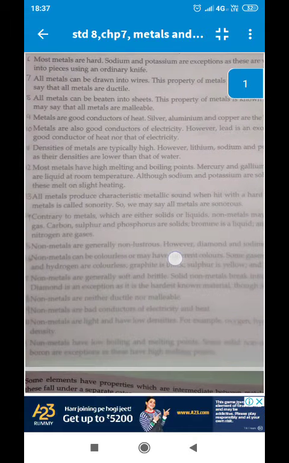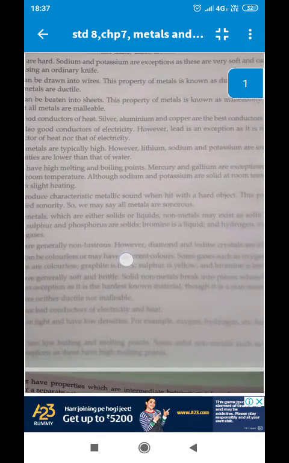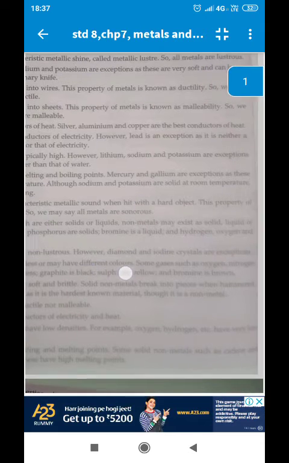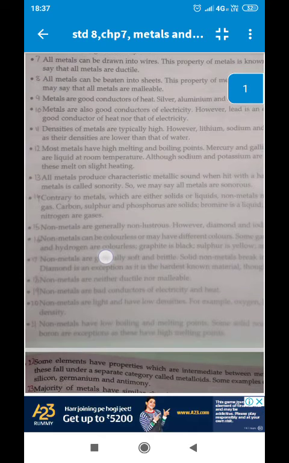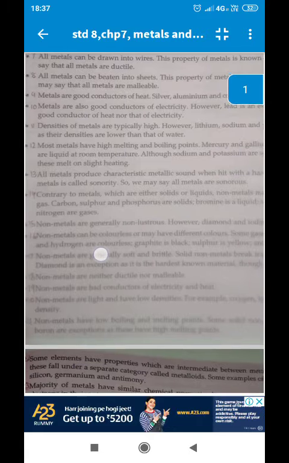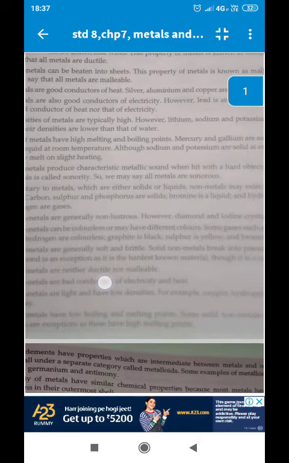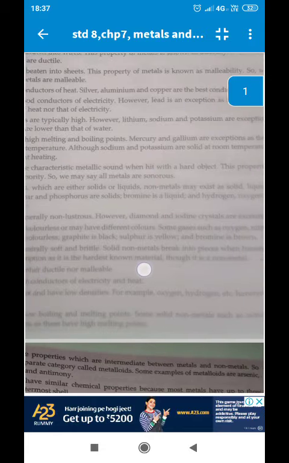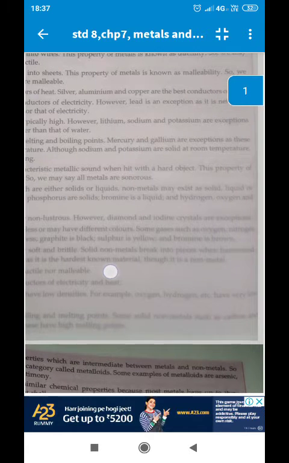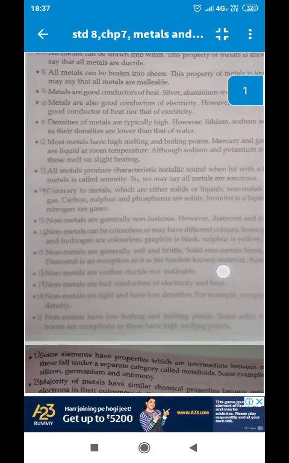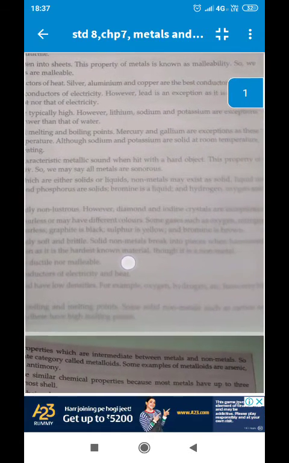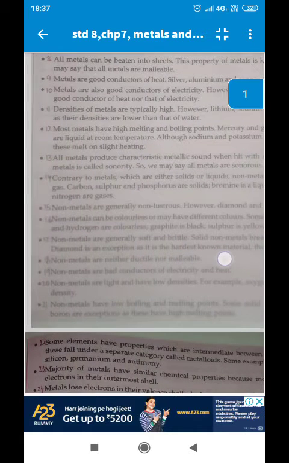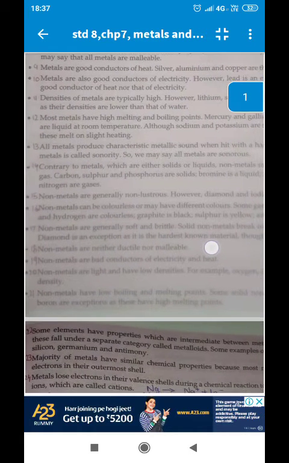Densities of metals are typically high. However, lithium, sodium, and potassium are exceptions, as their densities are lower than that of water, and therefore they float on the surface of water. Most metals have high melting and boiling points. Mercury and gallium are exceptions as they are liquid at room temperature. Although sodium and potassium are solid at room temperature, they melt at slight heating.